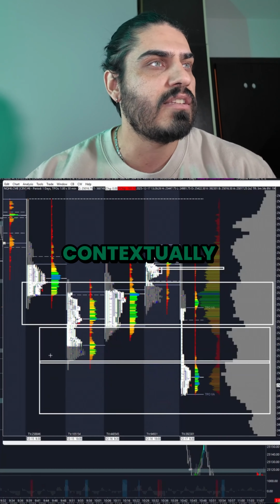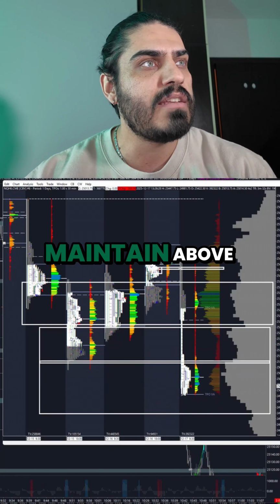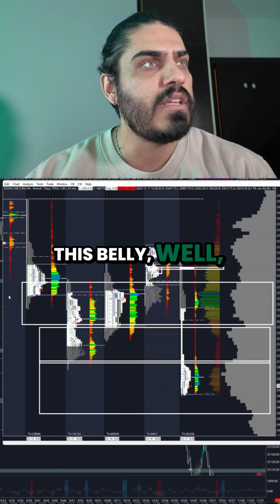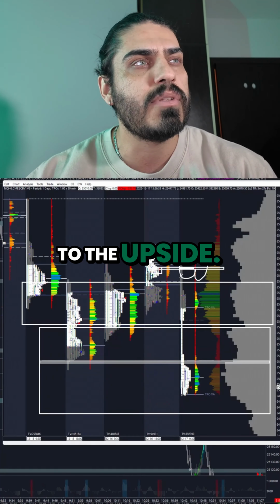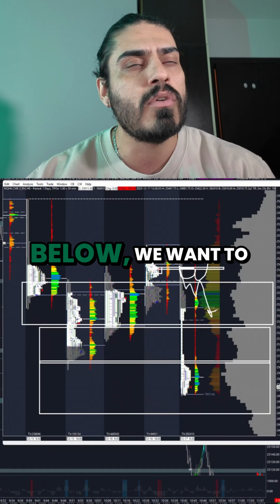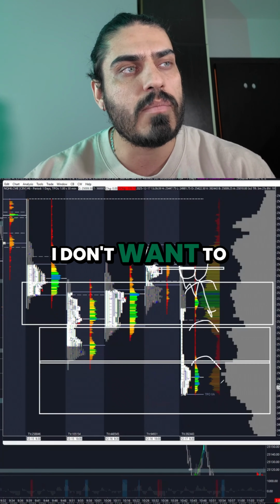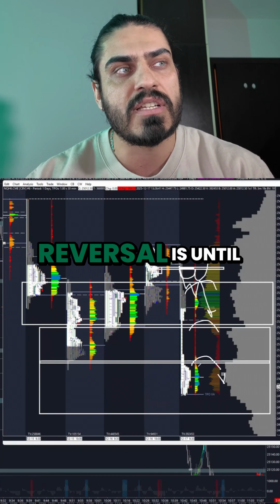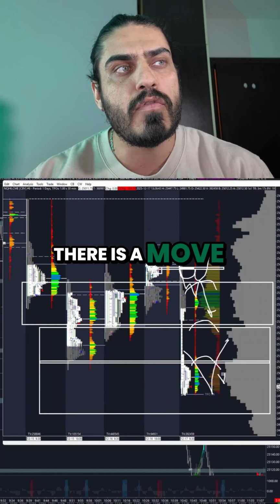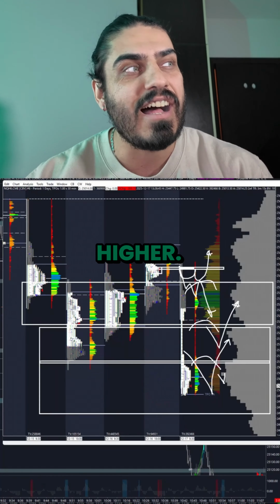So realistically, contextually speaking, as long as we maintain above this belly, well, yeah, there's potential to go to the upside. But the second we start moving back below, we want to make sure that we're on side trying to sell rallies. I don't want to be the hero trying to find where that reversal is until there's a move back into a belly higher, right?